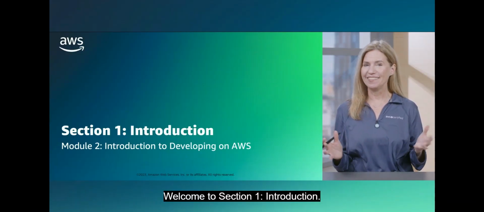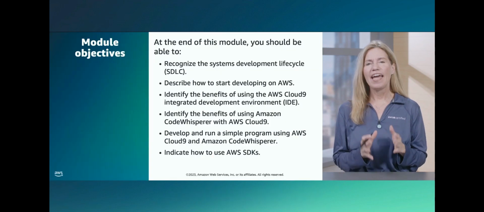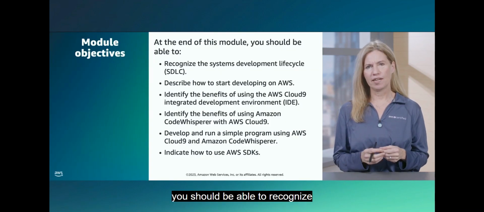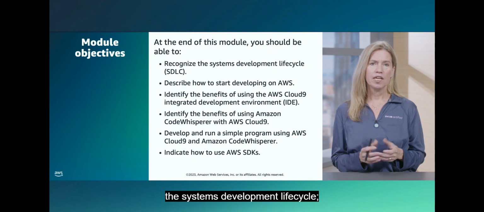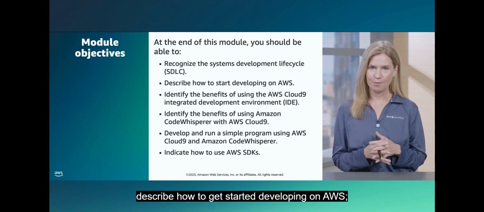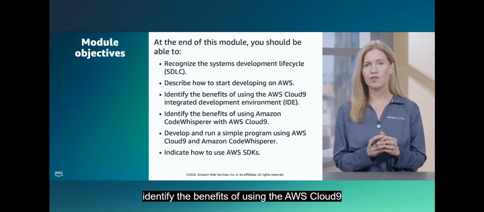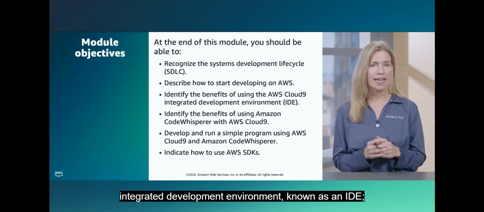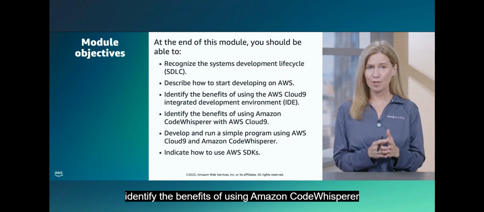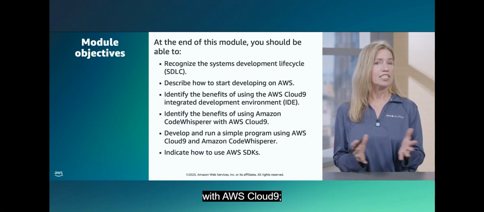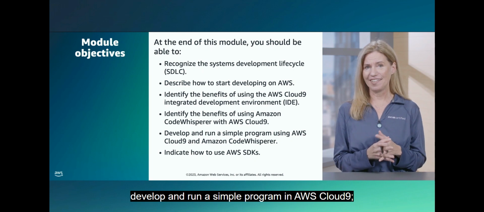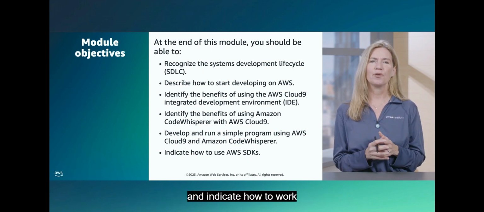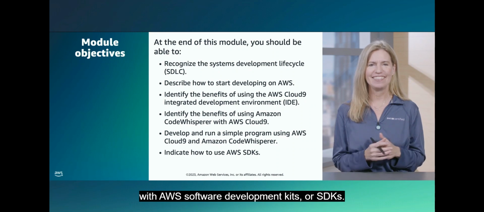Welcome to Module 2, Introduction to Developing on AWS. Welcome to Section 1, Introduction. At the end of this module, you should be able to recognize the systems development lifecycle, describe how to get started developing on AWS, identify the benefits of using the AWS Cloud9 Integrated Development Environment, known as an IDE, identify the benefits of using Amazon CodeWhisperer with AWS Cloud9, develop and run a simple program in AWS Cloud9, and indicate how to work with AWS Software Development Kits, or SDKs.